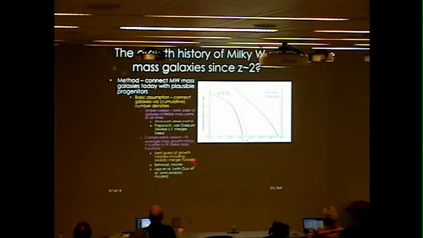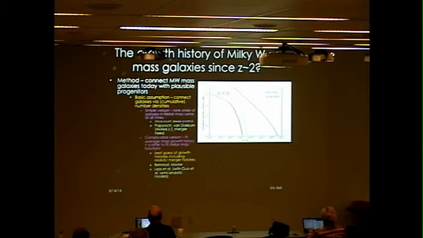And so this has been done to great effect by Peter Behroozi and Ben Moster. And the really decisive advantage of this for the purposes of this kind of exercise is that they get the evolution of the stellar mass function right by design. And so you start out with basically being guaranteed to have the growth history of galaxies at a given co-moving number density essentially correct. So this has to agree by design, which is a really nice advantage.